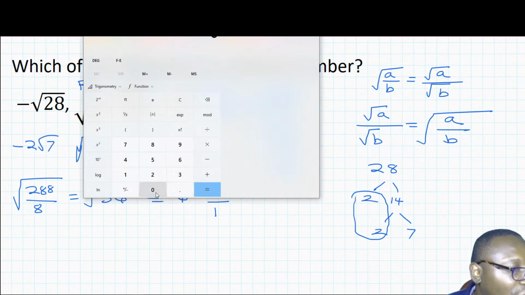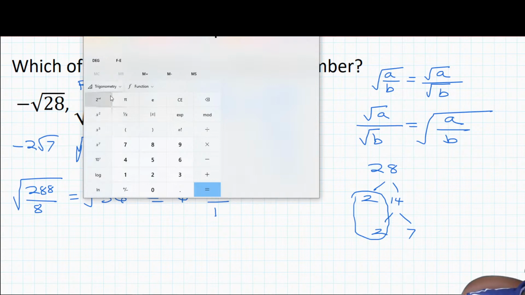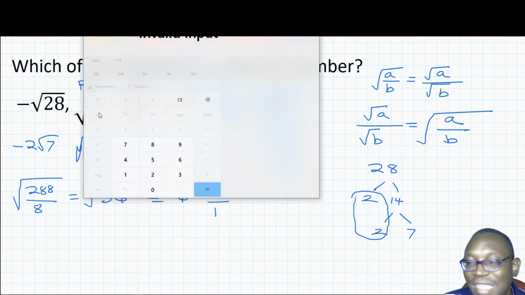So we have negative 4. Let's get the square root. See that? So that doesn't exist as an actual number. It's an invalid output. So the square root of any negative number does not exist as an actual number.